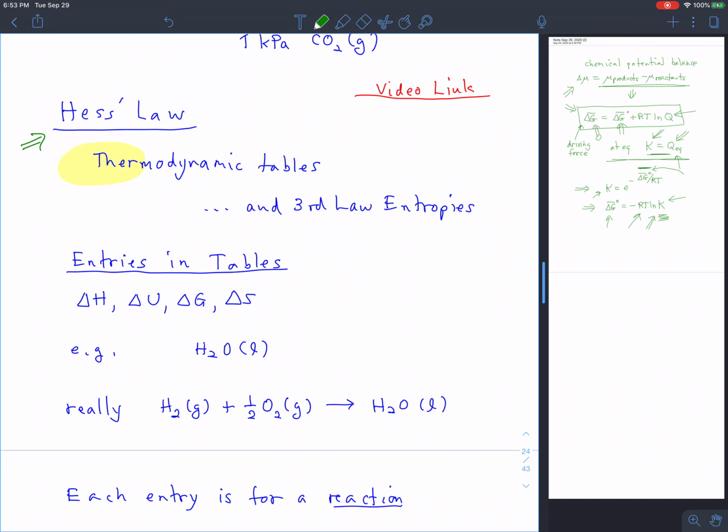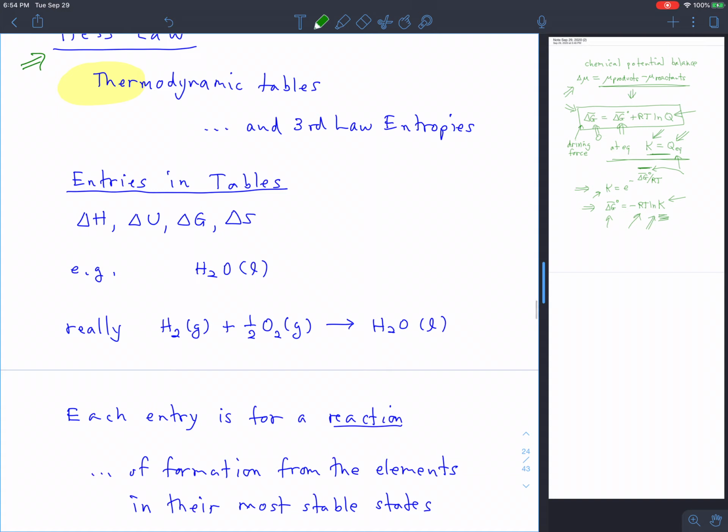What Hess's law says is that if I have a particular chemical reaction, I can change the path by which that chemical reaction takes place, and it doesn't change any of the thermodynamic values, any of the state function values like delta H, delta U, delta S, and so on. Of course, that's true, but let's see how it works out in the context of thermodynamic tables.